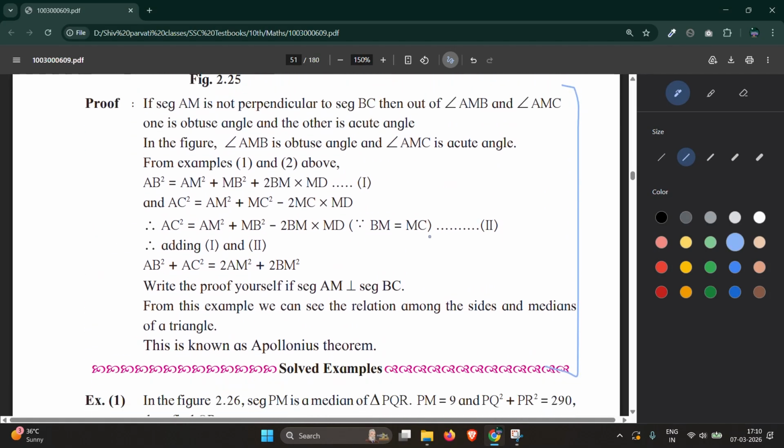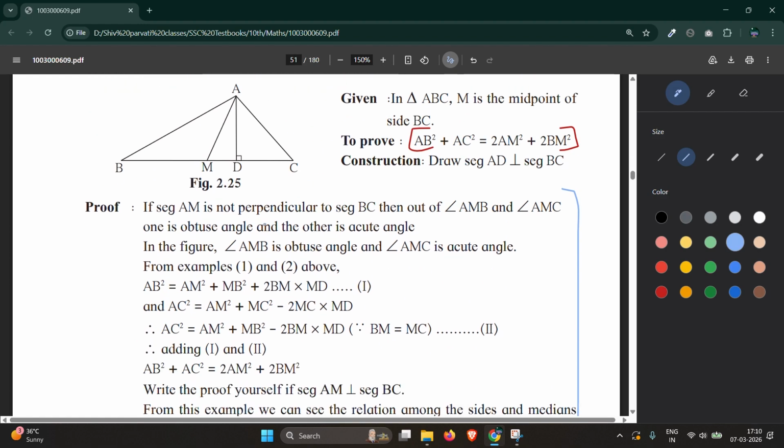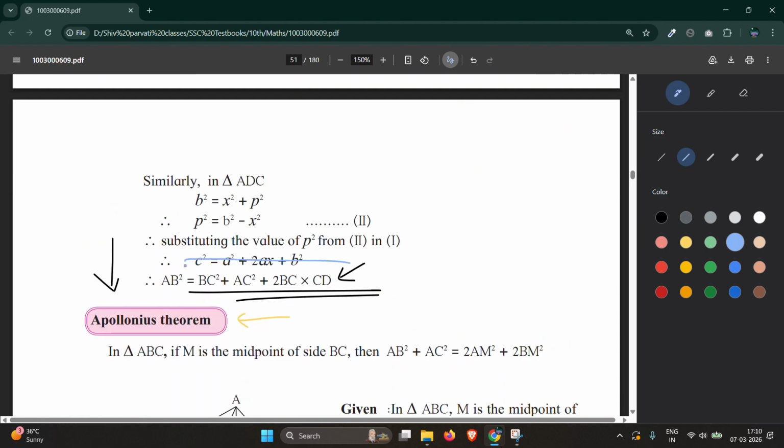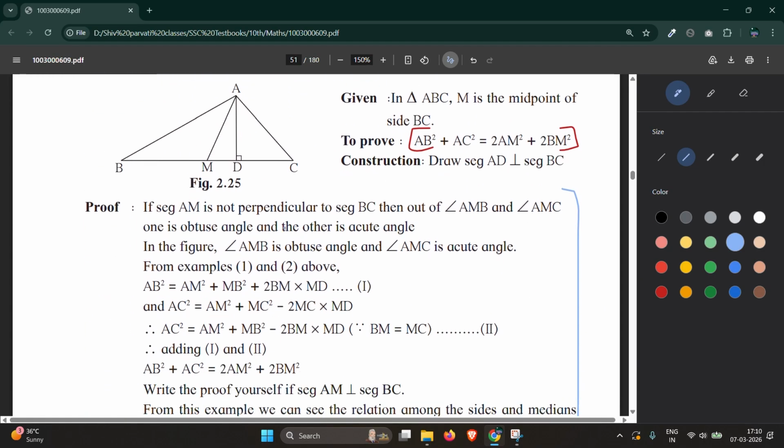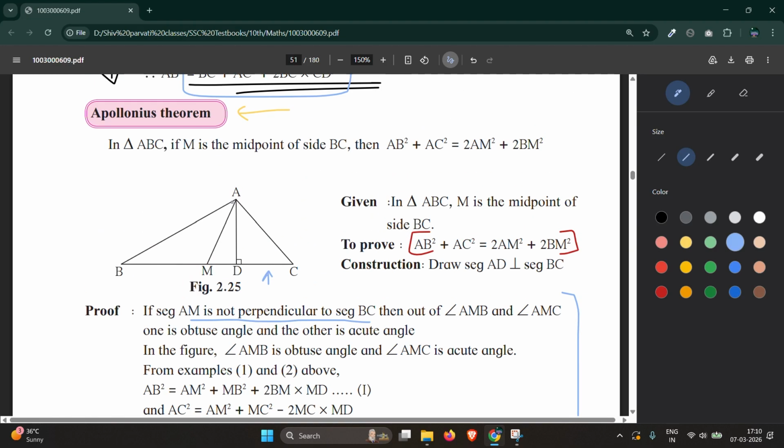So this is the proof. The proof itself is not very long. For this proof, what you have to remember is that we just use the result that we got in the earlier section. What we say is that if AM is not perpendicular to BC, so this is the case when we consider that AM is not perpendicular to BC, there is another line AD which is perpendicular to BC and D is not the midpoint.